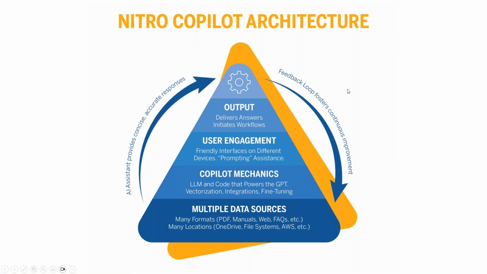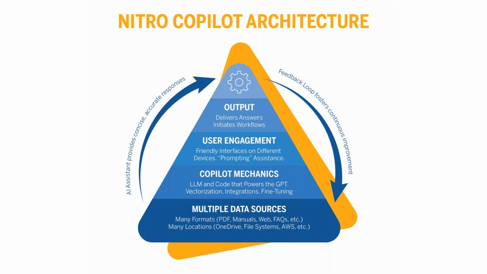I kind of like this diagram. I don't know, it's kind of fun. You have the multiple data sources from many locations. You use the Copilot mechanics that we came up with as well. We use tools and libraries that are out there, of course. With user engagement, that's a very big part. How do users engage with the Copilot? And then the output could either be deliver the answer or initiate a workflow. And there's this idea of a continuous feedback loop that fosters continuous improvement of the data. You might find there's missing data, outdated data, so you go back and fix it.